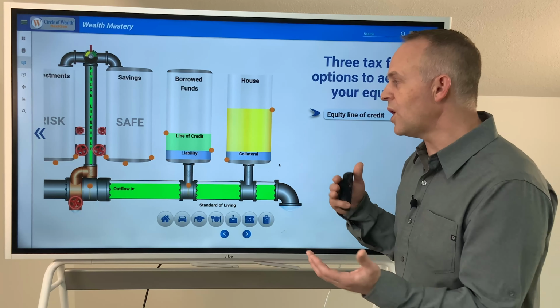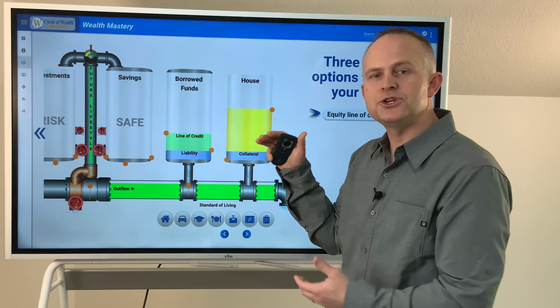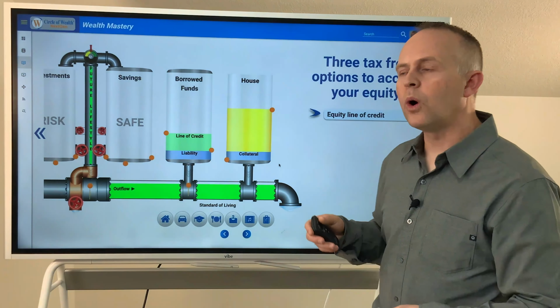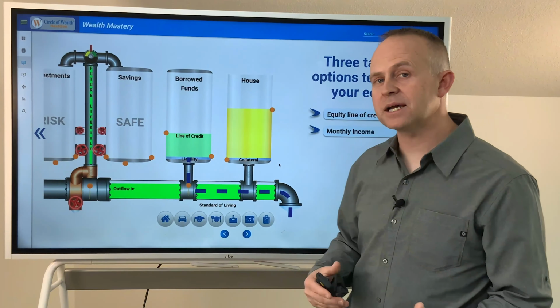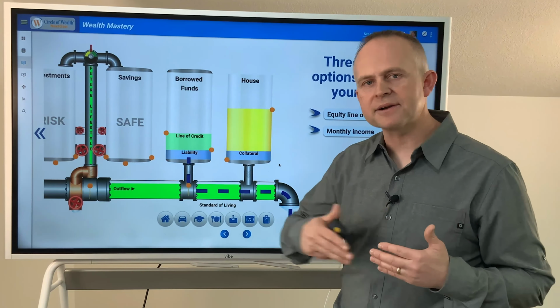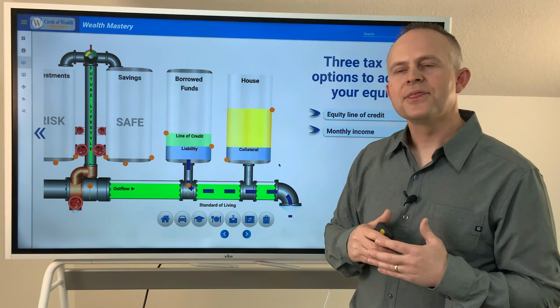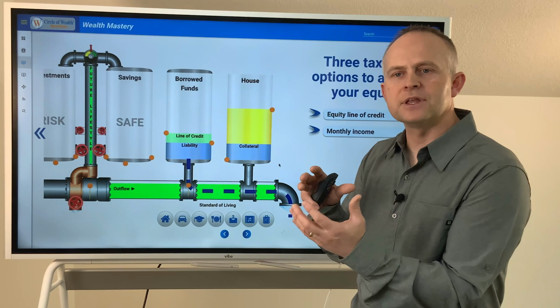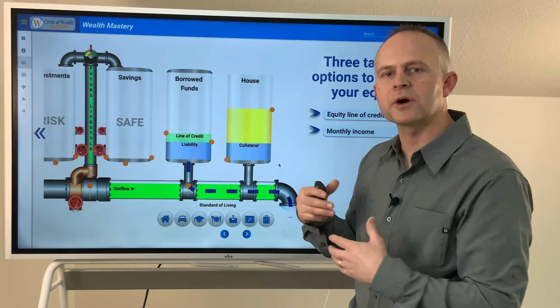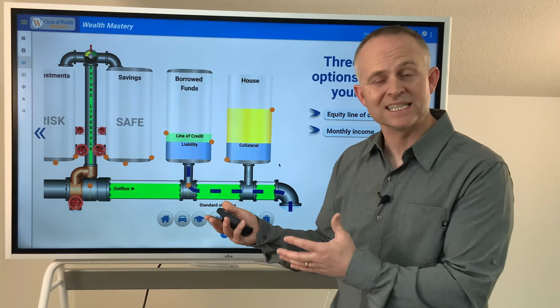So what if you would just want a line of credit that you could tap into in case you needed it? Or maybe you want a monthly income stream. Now this is a little bit different than an annuity that gives you a guaranteed lifetime income stream. This is guaranteed for the life that you're living in the home until you sell the home or until you maybe move into an assisted living center.